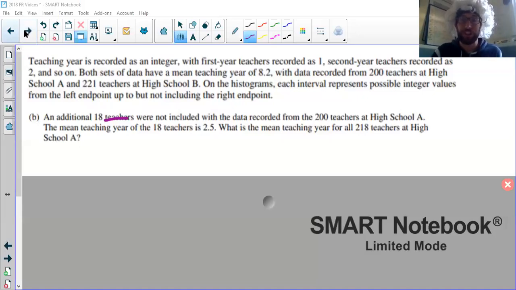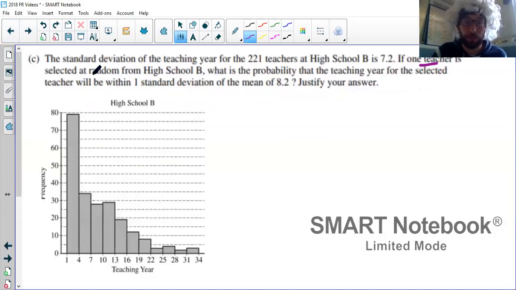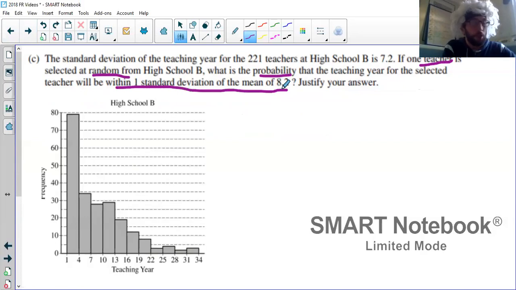So part C says the standard deviation of teaching year for 221 teachers at B is 7.2. If we pick one teacher at random, what's the probability that the teaching year is within one standard deviation of the mean? What happens on this question is students oftentimes overthink this. A lot of my students see probability and think it's going to be super complicated. It's not. This is simple, so don't get stressed about the probability.